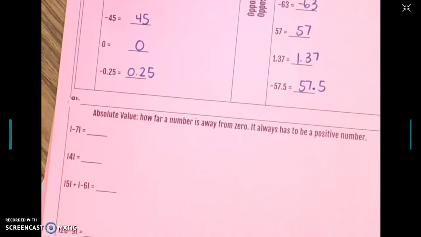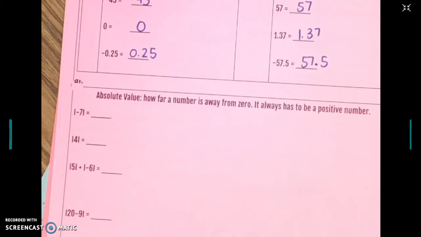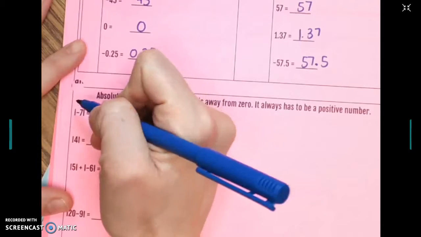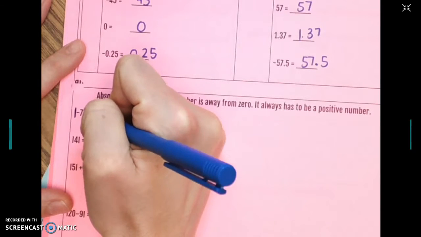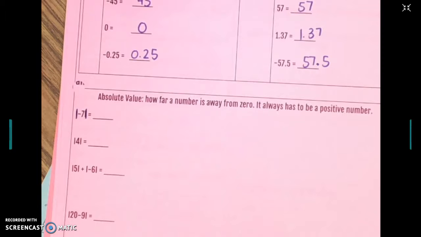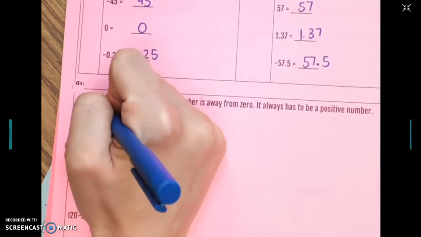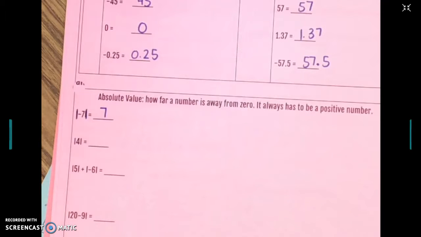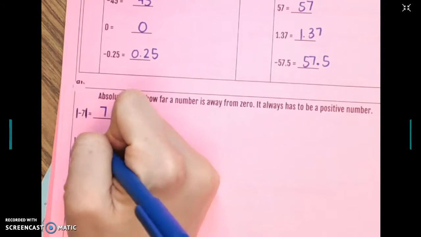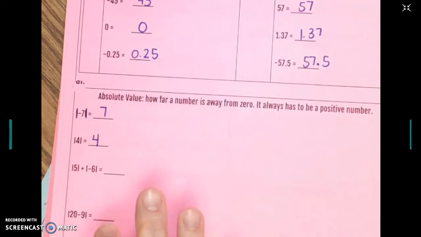Okay, down here, we're going to look at the absolute value. Absolute value means how far a number is away from 0. It always has to be a positive number. So, the absolute value of negative 7, that's what these little lines on either side mean, that's absolute value. So, that means how far away is negative 7 from 0 on the number line, and it's 7 spots. The absolute value of 4, that is 4 spots away from 0.